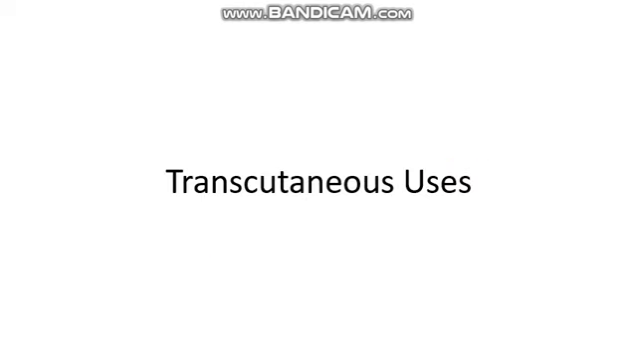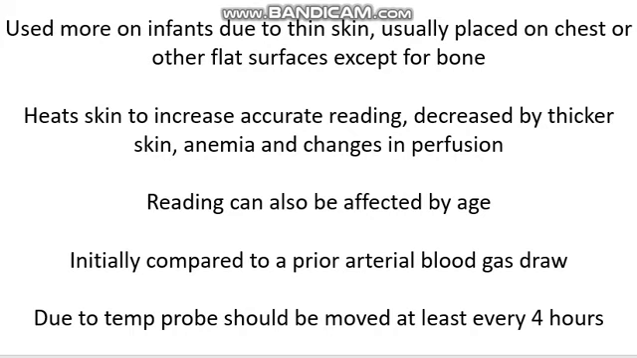Transcutaneous monitoring is used more on infants due to their thin skin. It is usually placed on the chest or other flat surfaces, except over bone. The monitor heats the skin to increase accuracy, and readings are decreased by thicker skin, anemia, and changes in perfusion. The reading can also be affected by age.